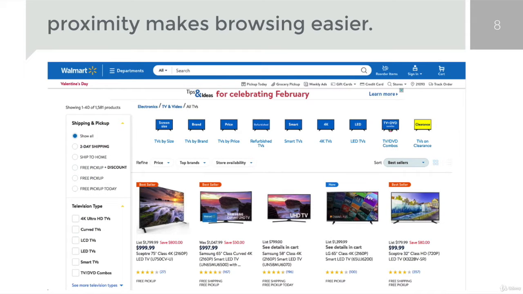Proximity also makes browsing a lot easier. Here's Walmart's landing page for electronics, TVs. Okay, I'm shopping for TVs and I go to Walmart and there's a lot to contend with here. All right. And there are lots of visual problems. There are lots of color issues, contrast issues, text issues. There's all sorts of stuff going on here.